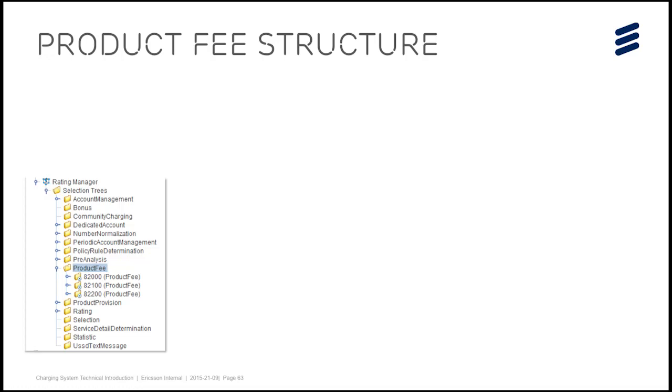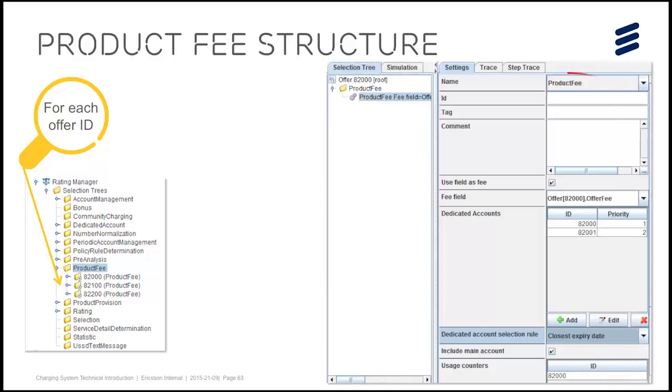Inside RMA, you find product fee structures. For each offer ID, which is fee capable, a different structure is set up. In this example, there are 3 structures related to 3 offer IDs. Internally, the structure is quite simple. Basically, it contains a modifier of type product fee.